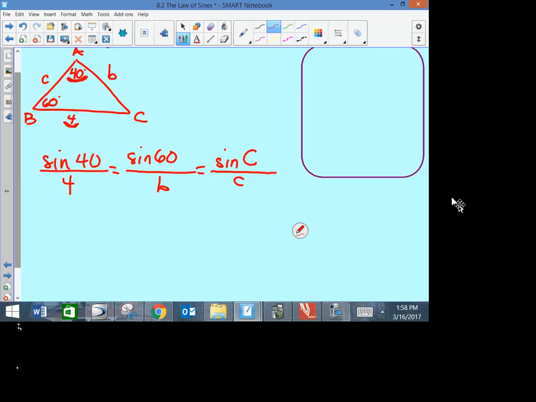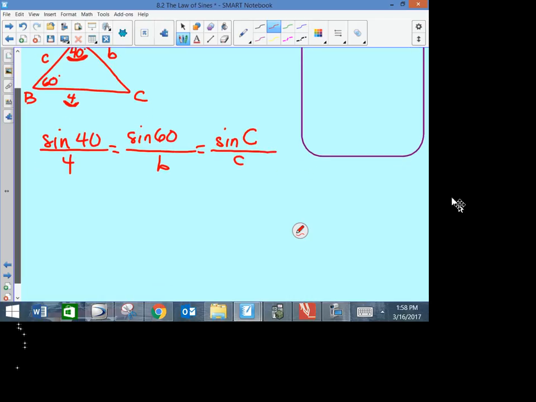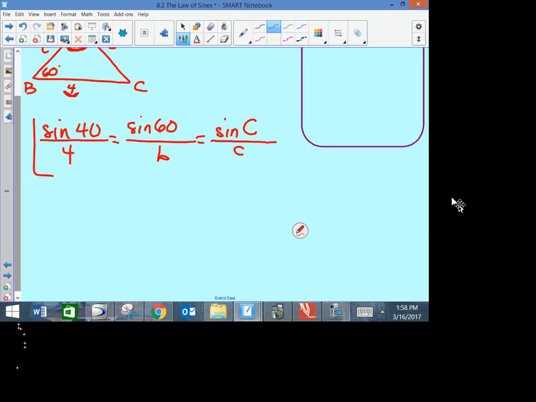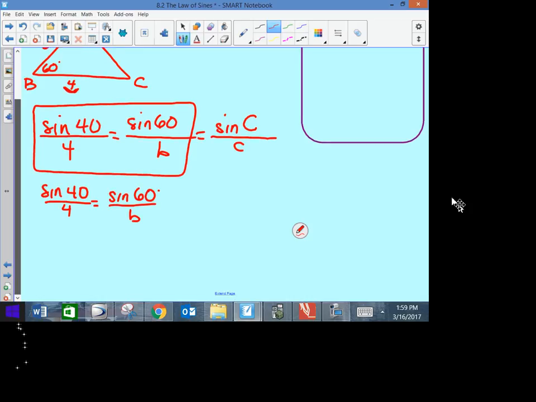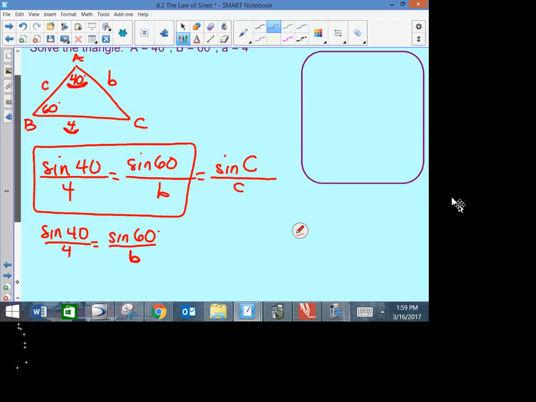Okay, now, this has to be split into 2 proportions because we don't solve it with 3 ratios. Okay, so the first thing I'm going to do is this one because there's only one unknown. So sine of 40 over 4 equals sine of 60 over b. I know b is a terrible variable because it looks like a 6, but you can't change it to capital B because capital B has already been designated as the angle B. So just be careful. Just know that it's not a 6. Okay, so here we go. We're going to solve this because we can.